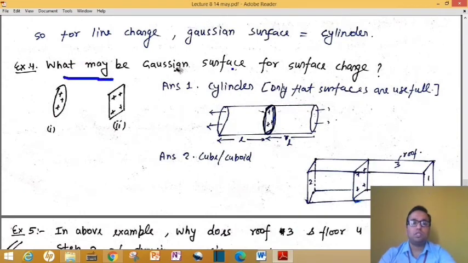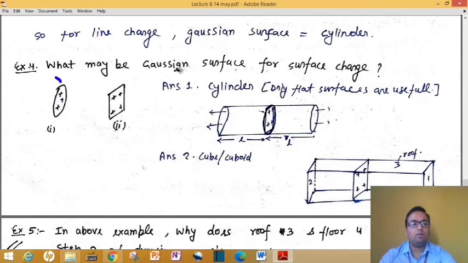What may be the Gaussian surface for surface charges? If your charge is neither a point charge nor a linear charge. For a point charge, the ideal one is a sphere. Basically, you can take a cube also, but the more suitable one is a sphere. And second, for line charge, it is a cylinder.